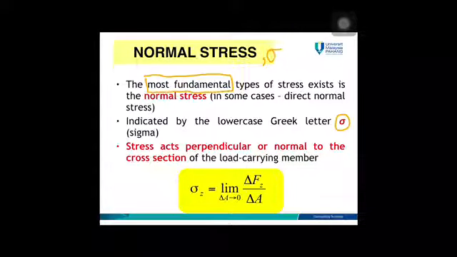And the normal stress acts perpendicular to the cross-section area. The formula given to you is sigma, normal stress, is equal to F, which is a force divided by area, or if you use normal force, divide by area.